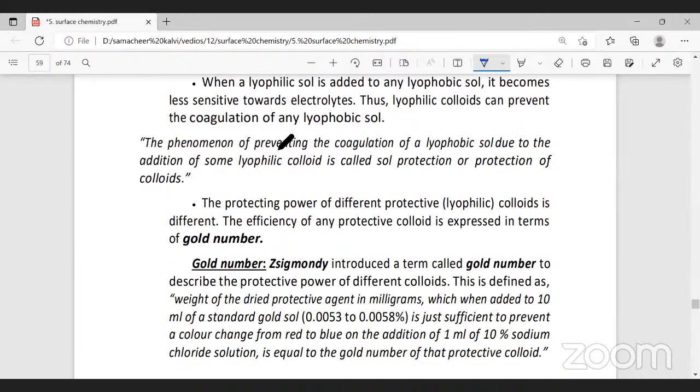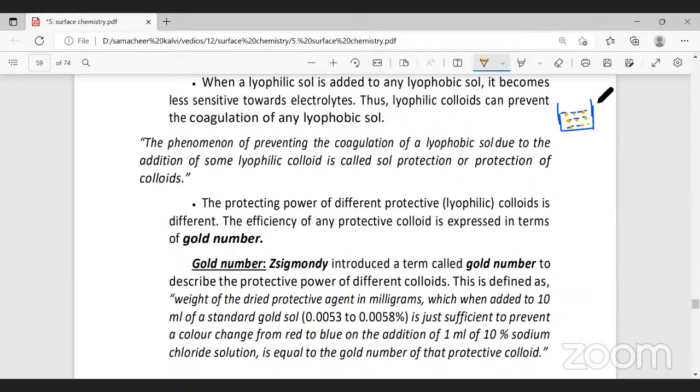Now, for an example, if you take a gold sol in water, and in this we have gold particles like this. Now, gold is heavier than water. We know that. If you leave it for some time, what happens? The gold particles will settle at the bottom. It forms a suspension. So we should prevent this from happening. So gold particles should be distributed uniformly in water.